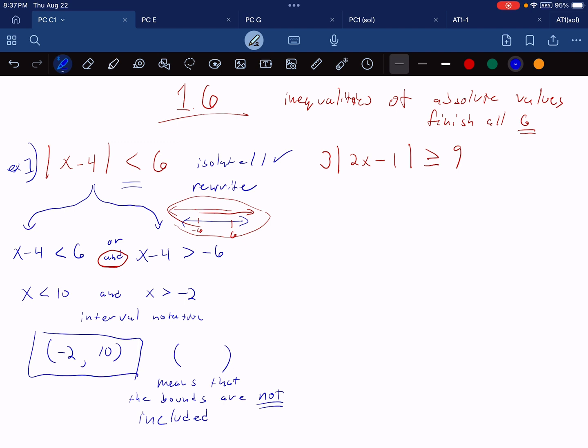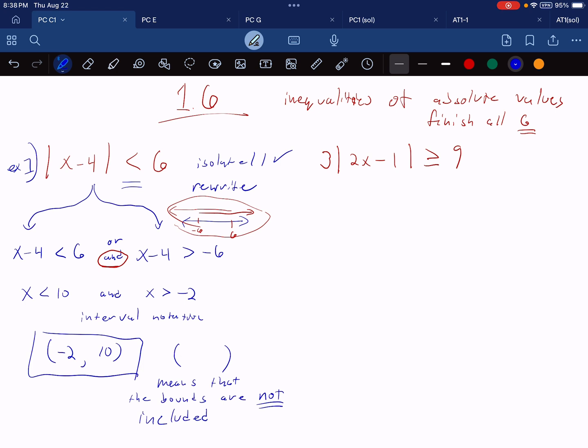If I plug negative 2 into my equation, it should not work, which is true. If I plug in negative 2, I get negative 6. The absolute value of negative 6 is 6, but 6 is not less than 6. 6 is equal to 6. And so that's why we do not include the bounds negative 2 and 10. So parentheses means you do not include them.